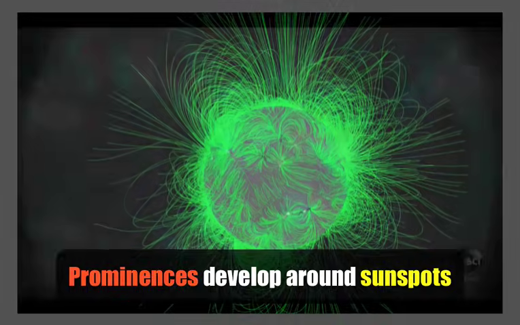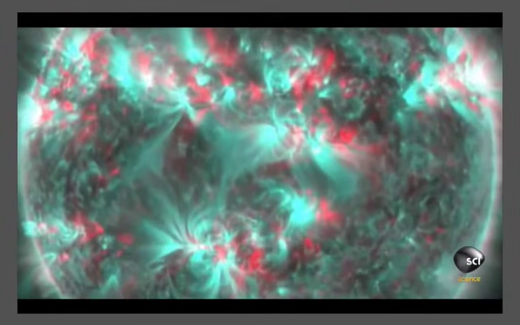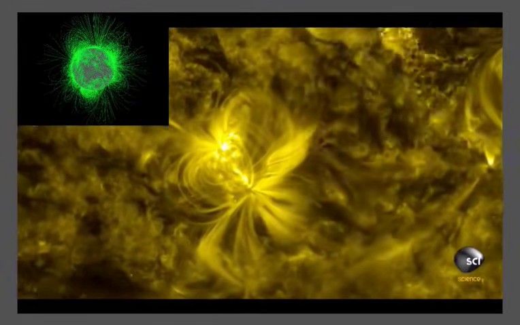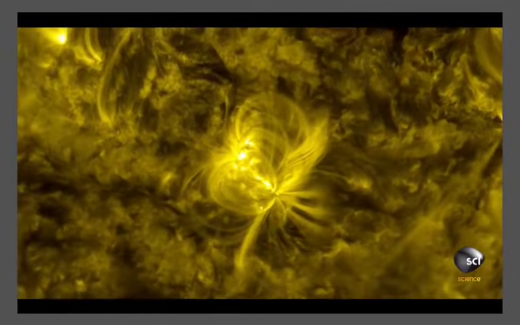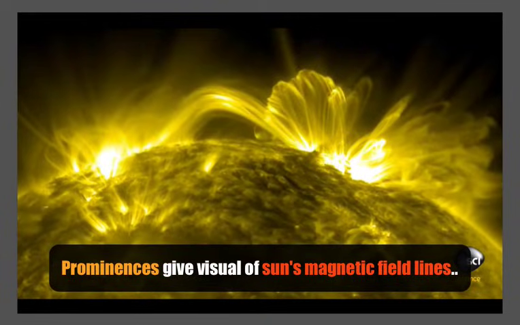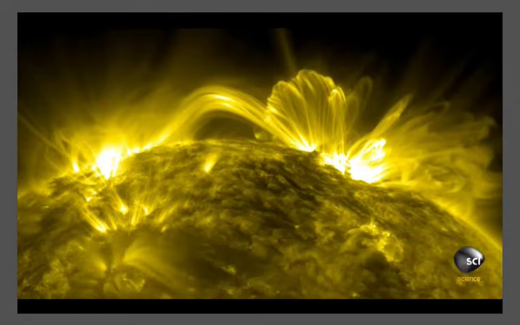These prominences are massive loops of gas that erupt from the sun. These loops will extend from the photosphere all the way to the chromosphere, and they actually give a visual of the magnetic field lines. As you can see here in our images, these strings of energy, these loops of energy, are made because of those irregularities.